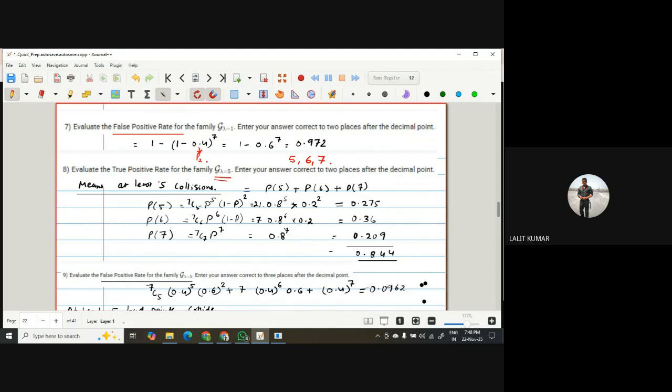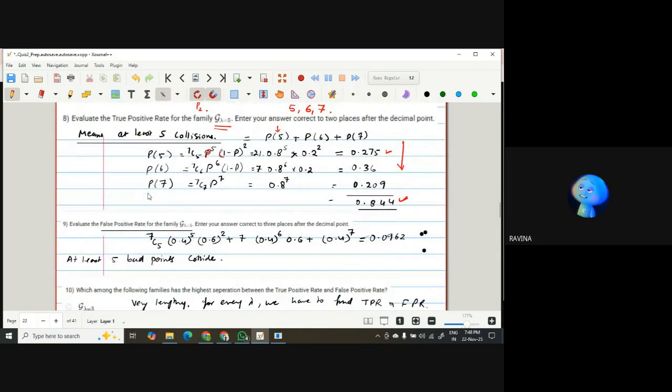And this is a binomial. So for probability of 5, it will become 7 choose 5, P1^5, (1 minus P1)^2. P6, 7 choose 6, P1^6, (1 minus P1). Calculate and add it up and it comes.